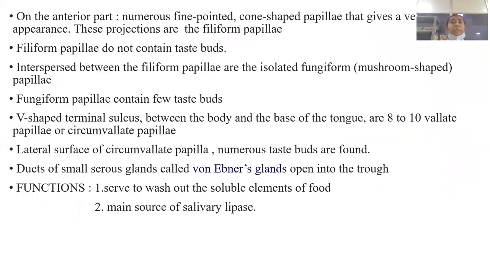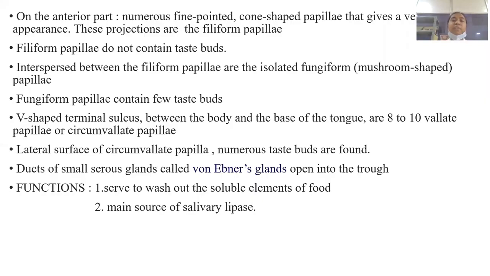On the anterior part, numerous fine pointed cone-shaped papillae give a velvet-like appearance. These projections are the filiform papillae. Filiform papillae do not contain any taste buds. So here we have to know that filiform papillae do not contain any taste buds. If anybody asks you in a viva about any papillae which doesn't contain any taste buds, this point should be remembered by you.